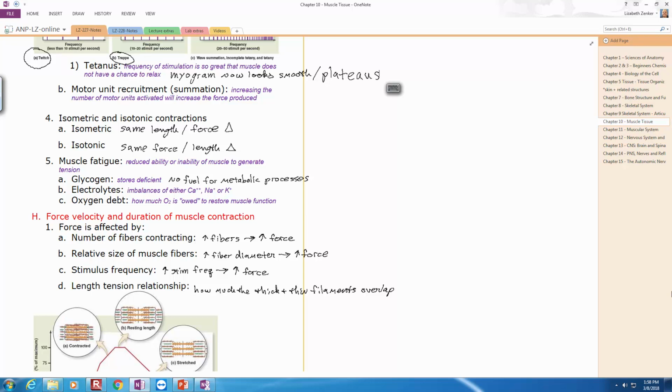Electrolytes. So you guys realize electrolytes are salts. We kind of talked about it earlier in the chapters. So you could have an imbalance of calcium, sodium, or potassium. And if you don't have the right balance, you don't have the right amount of sodium outside of the cell and potassium inside of the cell, then you won't be able to do your sodium potassium pumps, and the leak channels get all screwed up. And that could get so bad it's detrimental to your life, right?